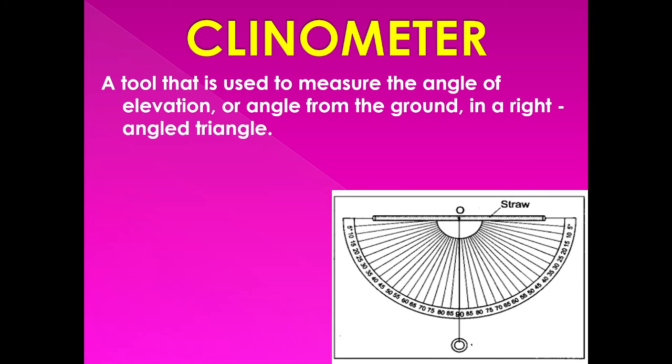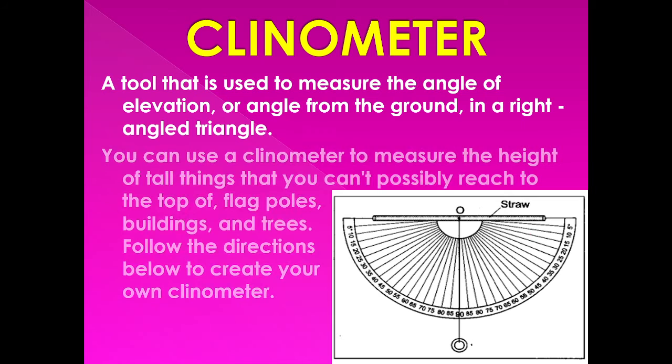Okay. So, this is what a clinometer is. Now, let's dig deeper. You can use a clinometer to measure the height of tall things that you can't possibly reach. For example, the height of a flagpole, the height of a building. It is impossible for you to measure those because they are too tall. So we will be using a clinometer in this case.